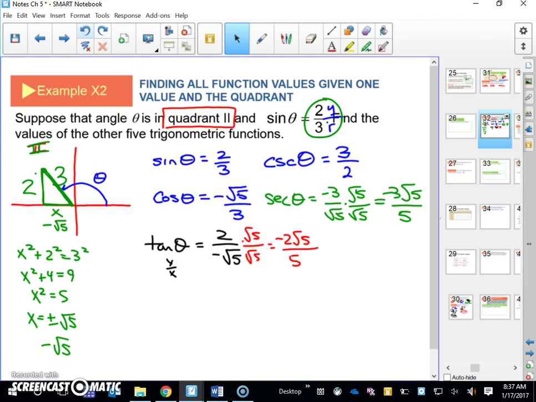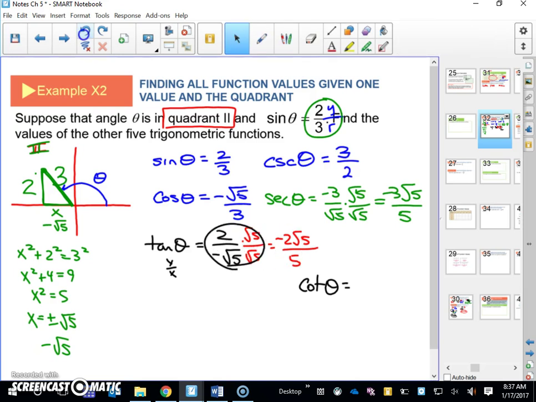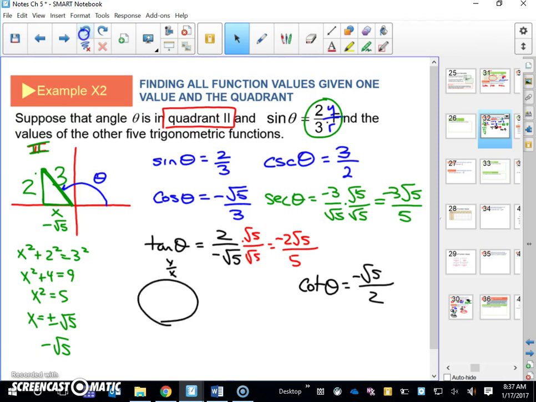So then cotangent theta, remember cotangent theta is the reciprocal of tangent theta. I'm not looking at the red version though. If I take the reciprocal of that, I'm going to put a square root on the bottom and have to re-rationalize, which is fine, you can do that. I just think it's going to be easier if I just flip that black number. If I just flip that black number, I'll have negative square root of 5 over 2. I think that's the easiest way to do it. So there are your 6 trig function values.